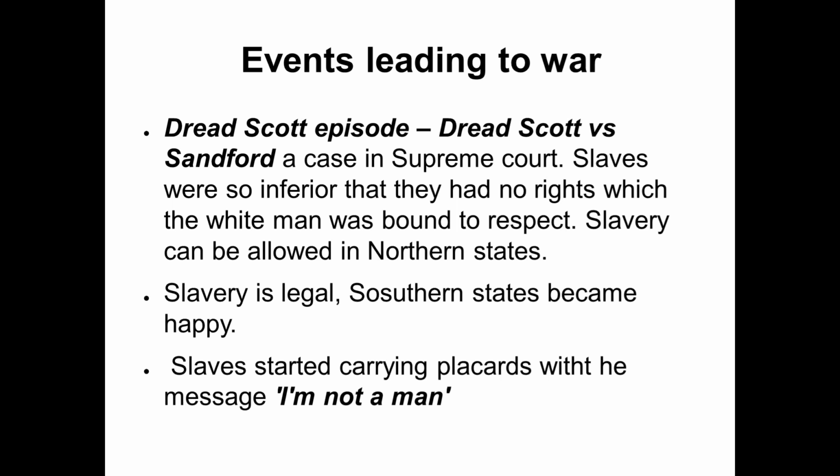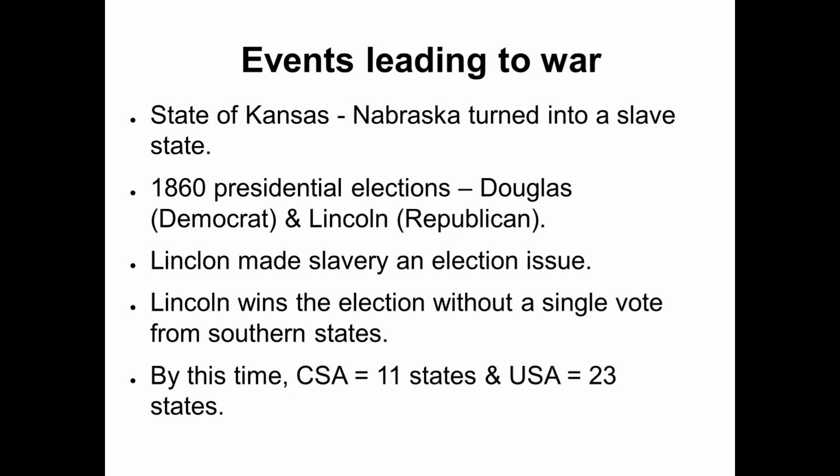Now, Kansas-Nebraska turns into a slave state, and then in the presidential election, Douglas from the Democratic Party is pitted against Lincoln from the Republican Party, and Lincoln wins the election without a single vote from southern states. By this time, the Confederate States of America has 11 states. USA has 23 states.